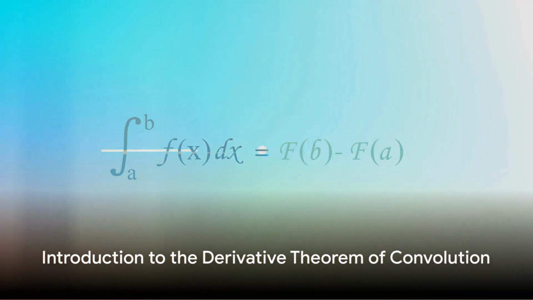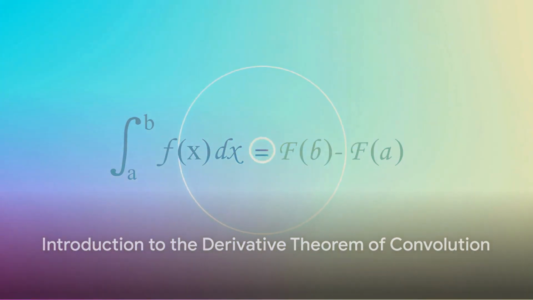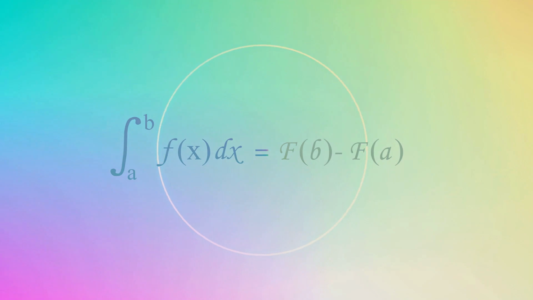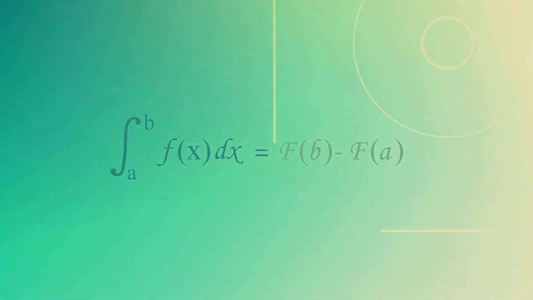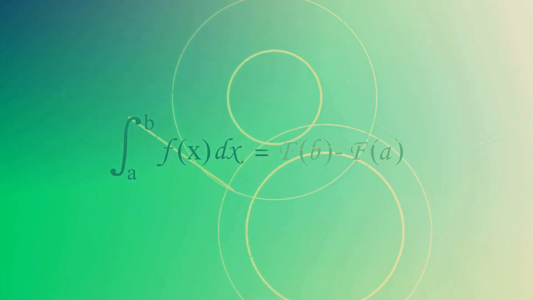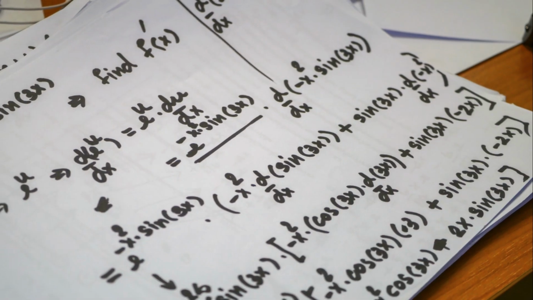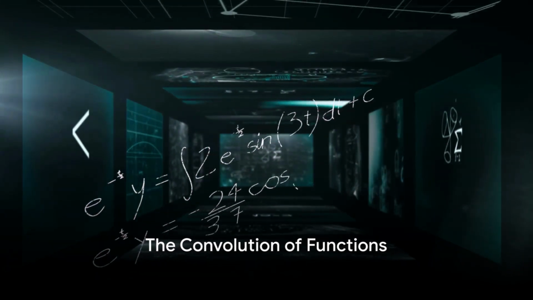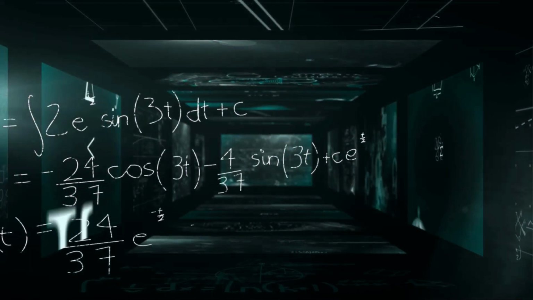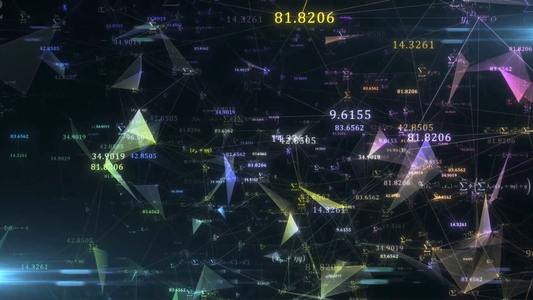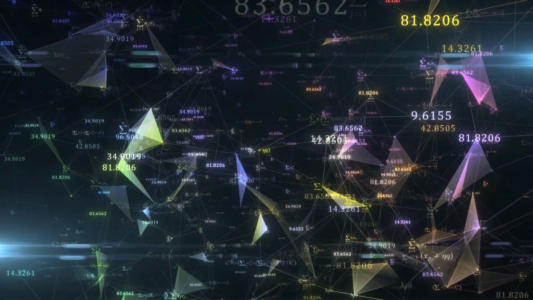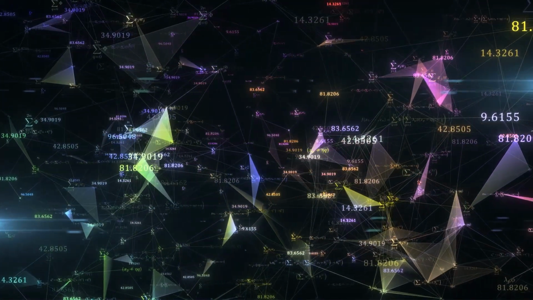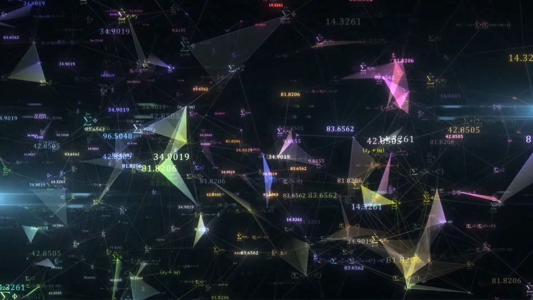Have you ever wondered how computers can detect edges in images? Well, the answer lies in a fundamental concept of mathematics known as the derivative theorem of convolution. To understand this theorem, imagine two functions. Call them function f and function g. The convolution of these two functions is another function that combines the characteristics of f and g.